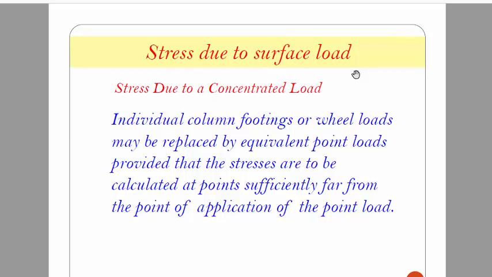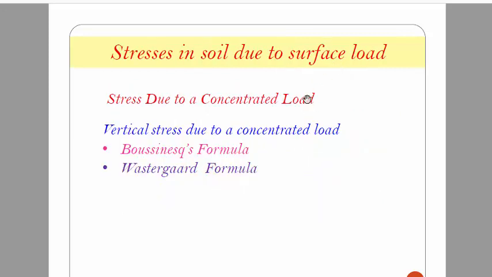Okay, so stresses due to the concentrated load. The concentrated load means a column footing, a rectangular footing, a pillar footing. An individual column footing or wheel load may be replaced by an equivalent point load, with stresses calculated by a suitable point application. Simply, point application means a point load is applied at a certain distance. This is called a concentrated load.